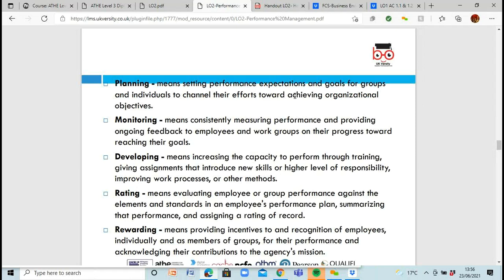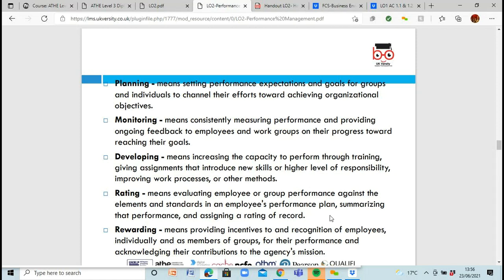So planning means setting your performance expectations, setting down the goals for everyone. Monitor it, so measure their performance, give them feedback, see how their progress is going. Develop means you're going to increase the capacity for performance, so you're going to give them training, give them assignments, help them get new skills, and take on a responsibility to help them work at a higher standard.